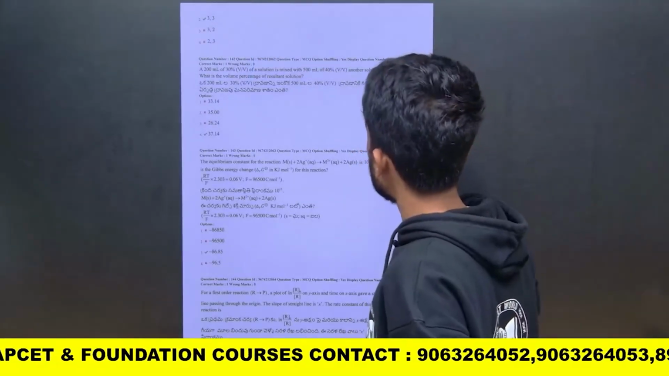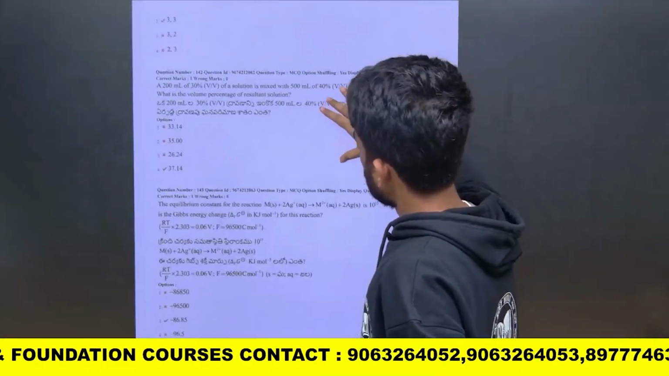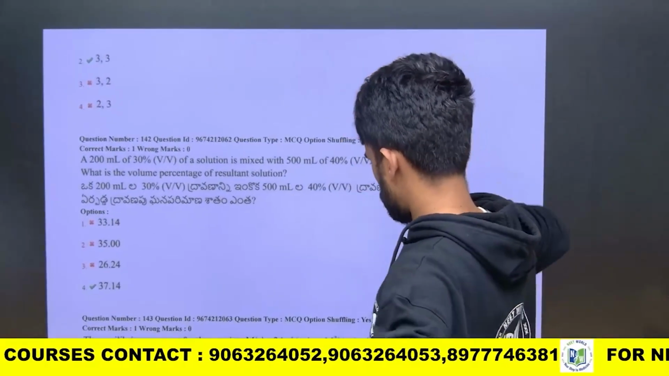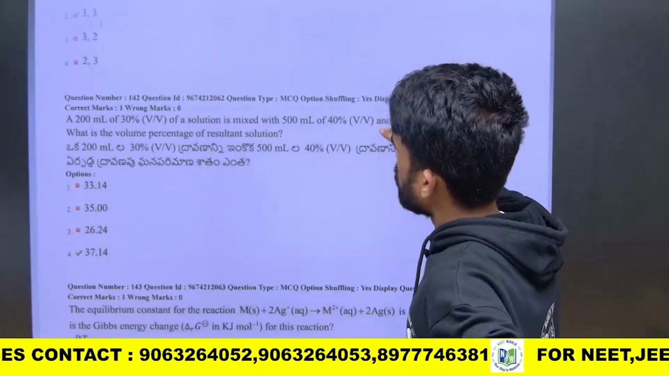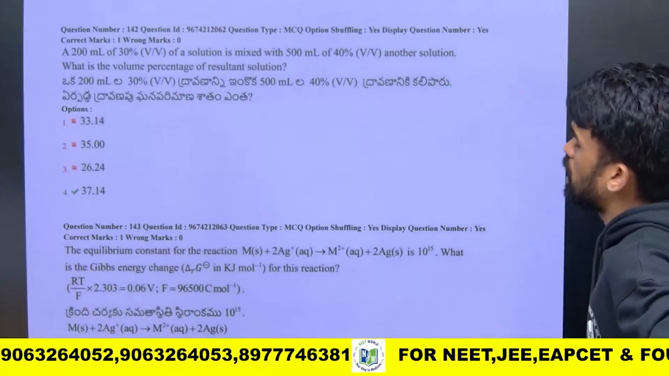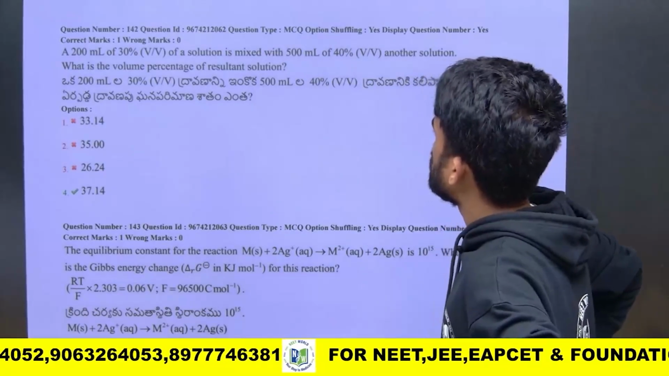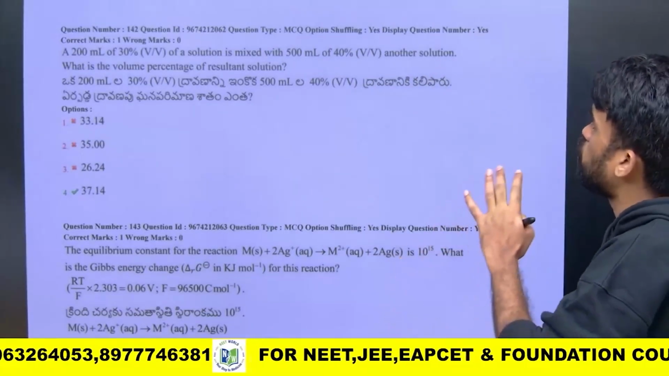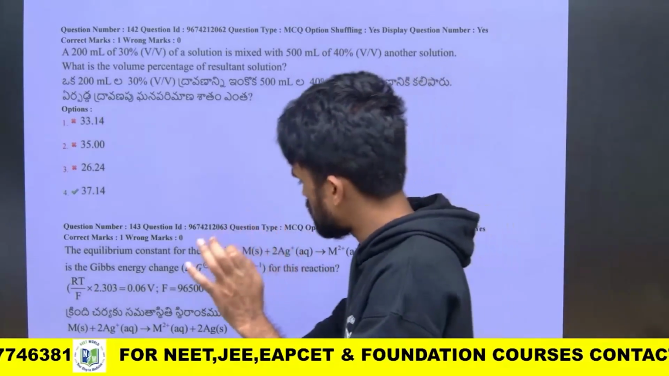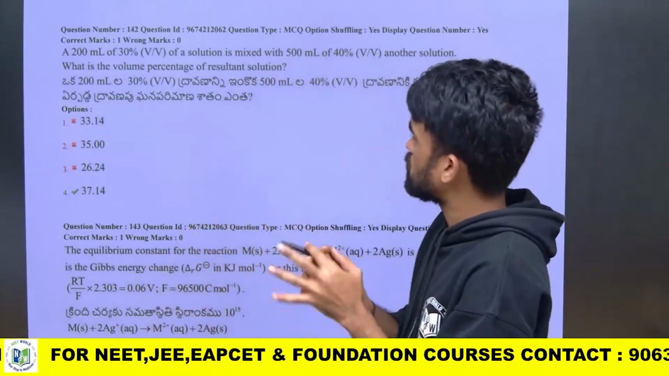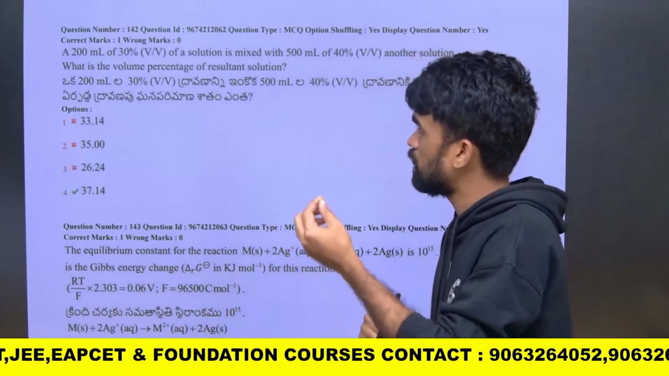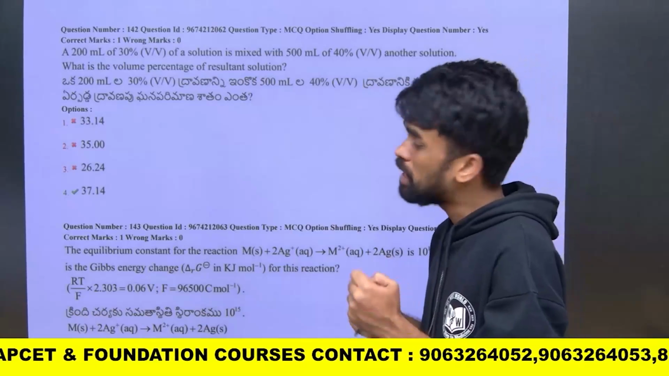The next here we have 200 ml of 30% volume by volume solution mixed with 500 ml of 40% volume by volume of another solution. First of all, let us understand this. See, this kind of questions are definitely time-killing questions in the exam. Within 1 minute, it is really a little difficult to solve. Okay, let us try once.